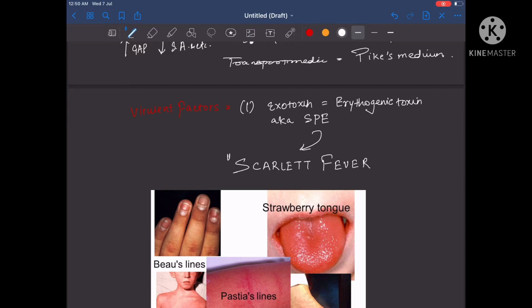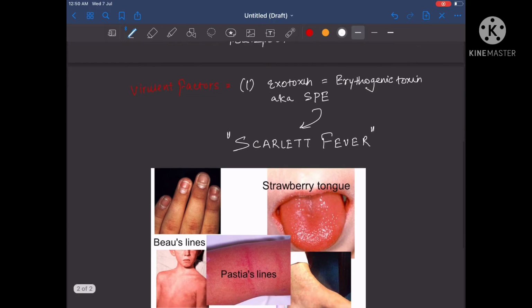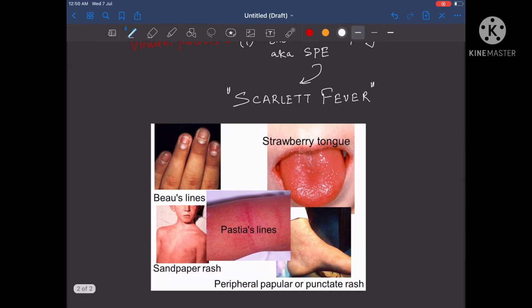When scarlet fever comes in any MCQ, the cause is Streptococcus pyogenes. And scarlet fever has some characteristics that are described in the picture, like sandpaper rash, strawberry tongue, and Pastia lines. The Pastia lines are just the lines in the skin fold. As you can see, there's an elbow and there is a skin fold, and these lines are called Pastia lines. And strawberry tongue, as you can see, has granules like a strawberry, and the sandpaper rash you can see by yourself.